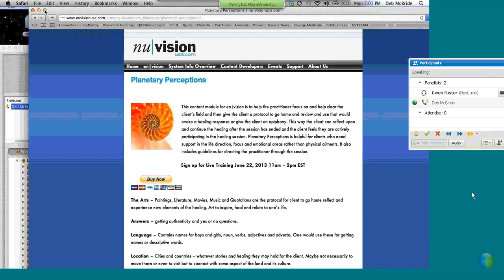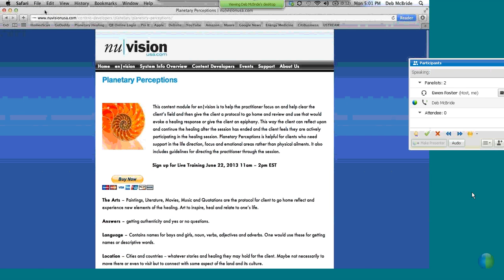These items can help evoke a healing response or give the client an epiphany. The client can reflect upon and continue the healing after the session is ended, and they feel like they have some clearer picture of what's going on in their field. I think it's helpful for the practitioner because they can get to see sort of the emotional things that are going on around them and sort of help clear those if necessary.